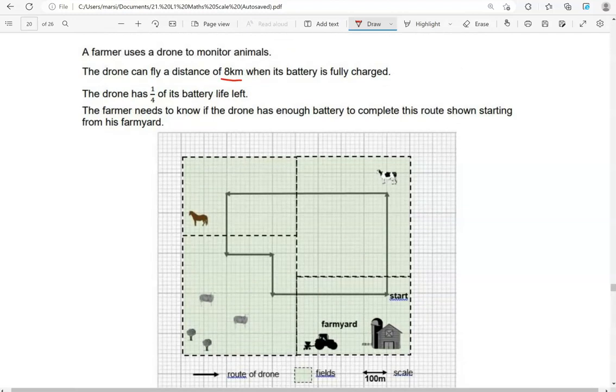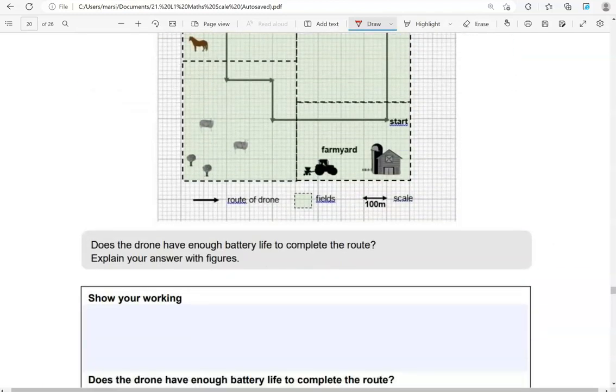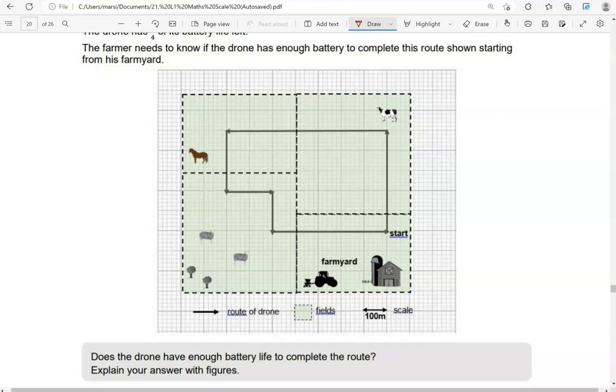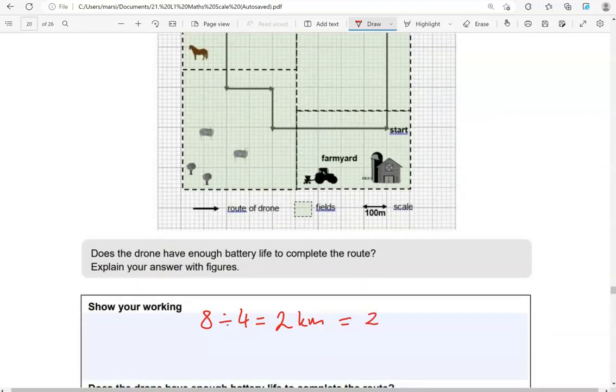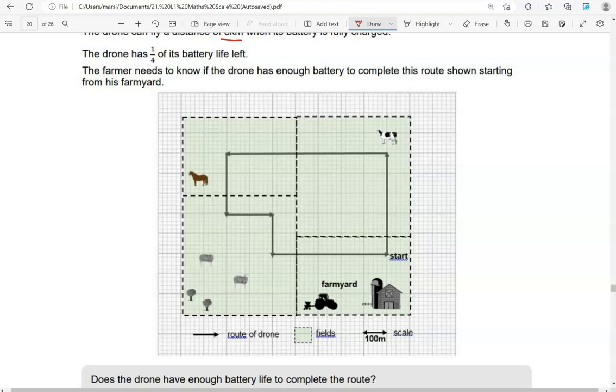So when fully charged, you can do 8 kilometers. Now it only has a quarter of the battery life left, so you can only do a quarter of the 8 kilometers. So 8 divided by 4 gives us 2. So you can do 2 kilometers. We know that in 1 kilometer there are 1000 meters, so this is equal to 2000 meters. We've got the scale which says that the square length is equal to 100 meters. So here is the start.